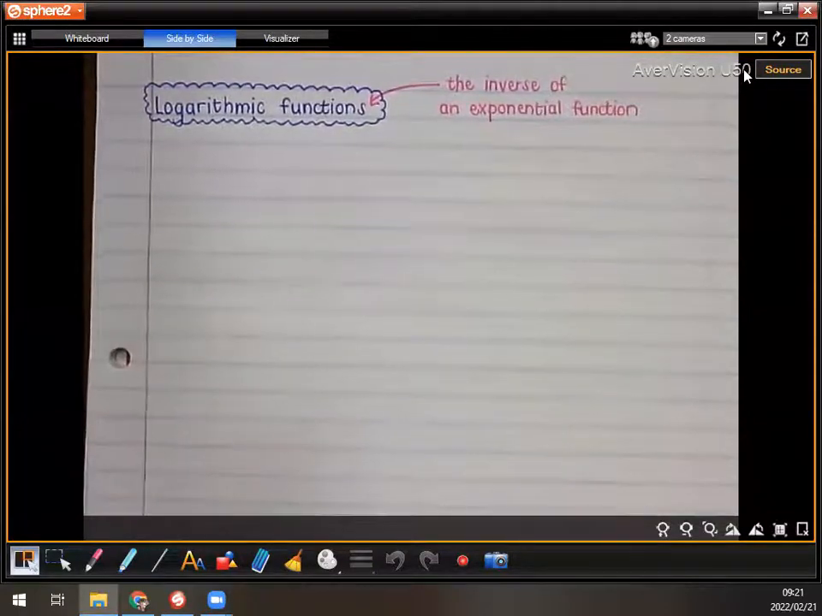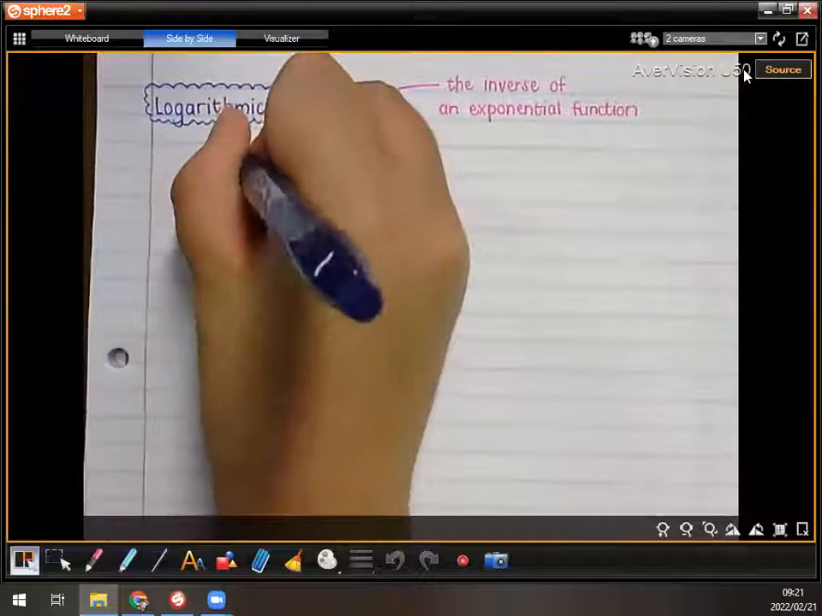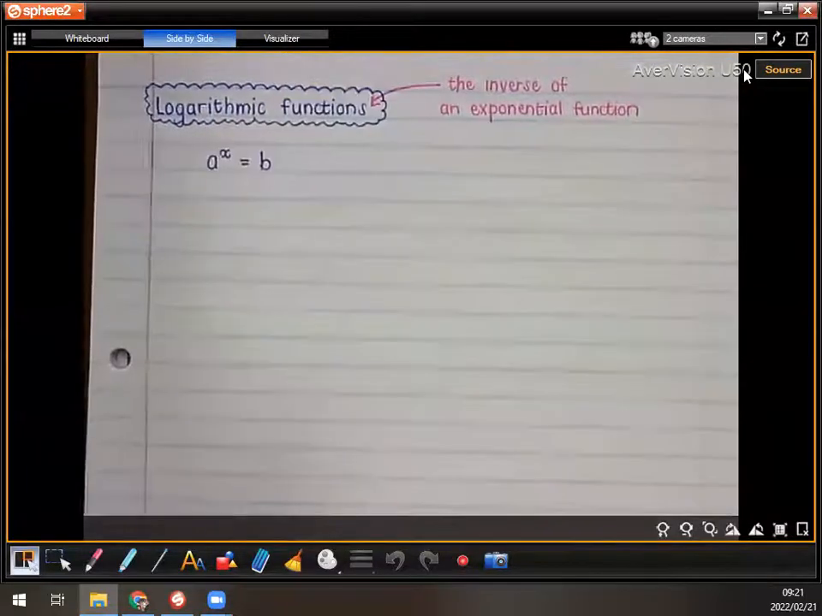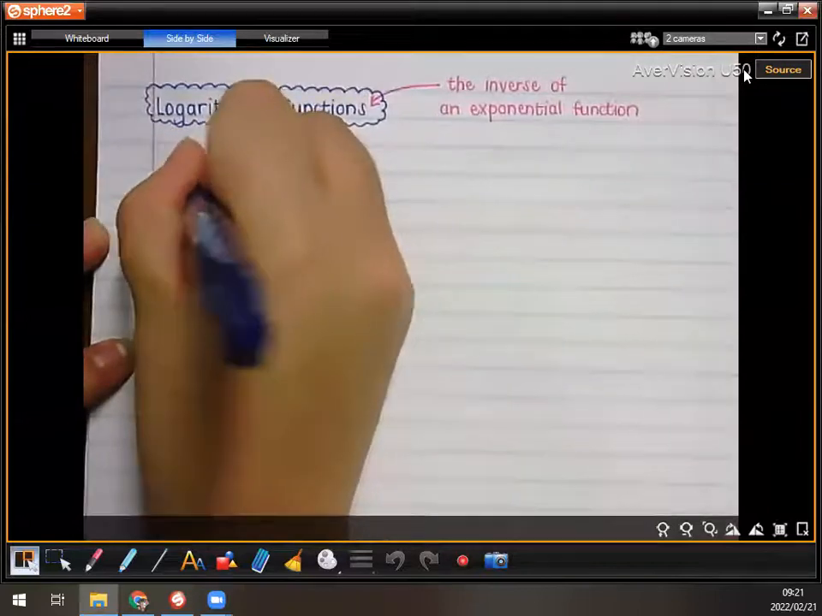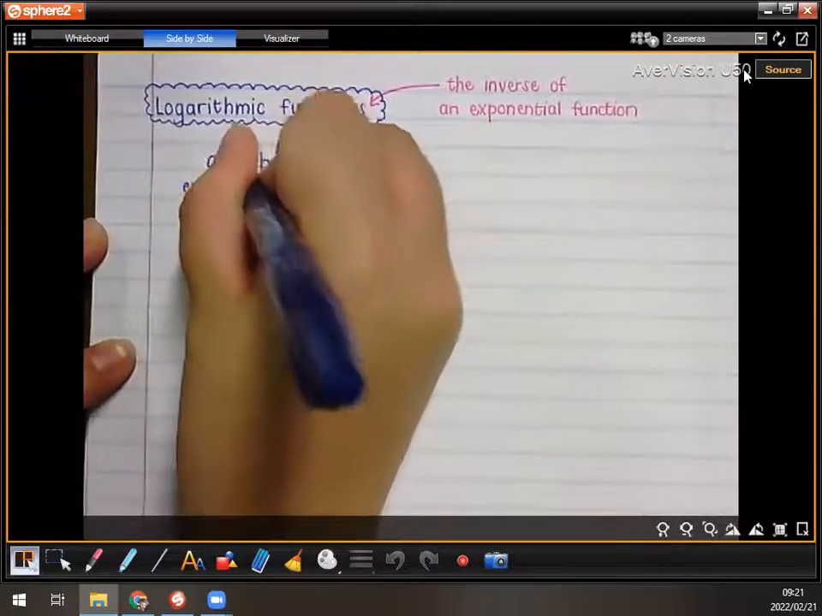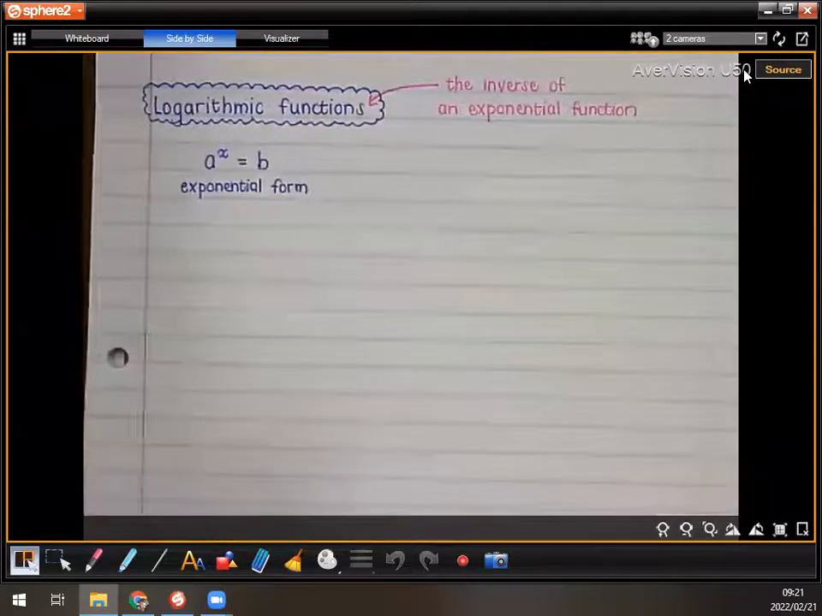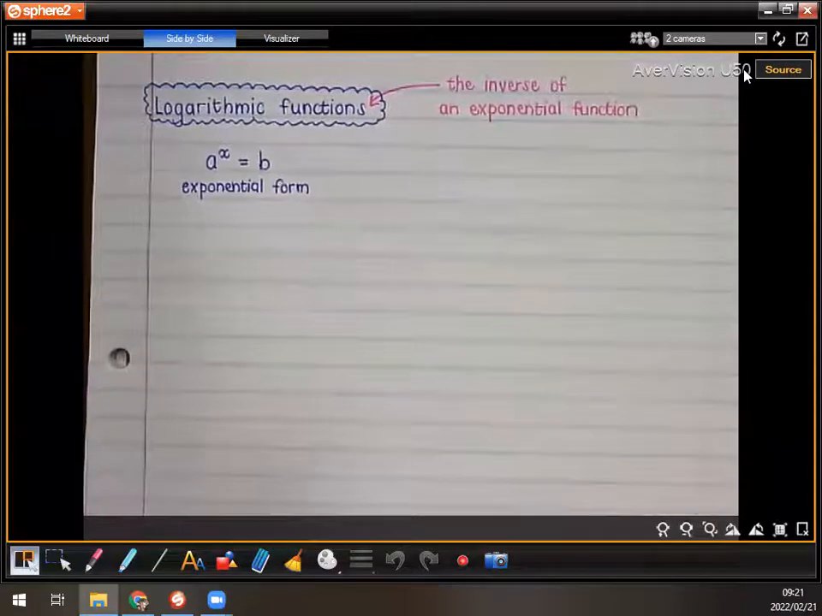Okay, guys, so if we have something like this, a to the power of x is equal to b. Right, I'm sure that we all know that this is exponential form. There's a base with an exponent, and that is equal to something else. So obviously, a and b could be numbers.